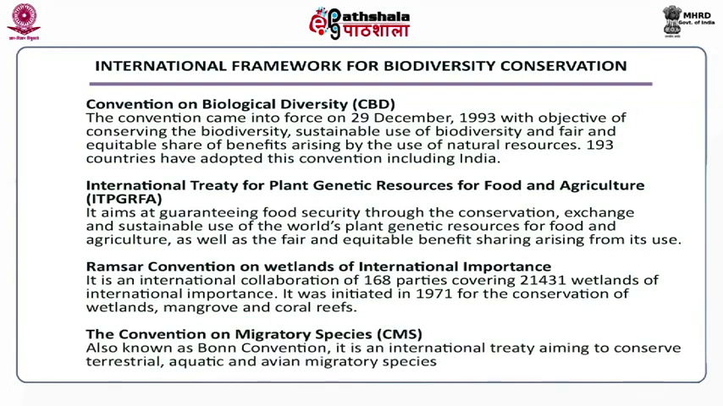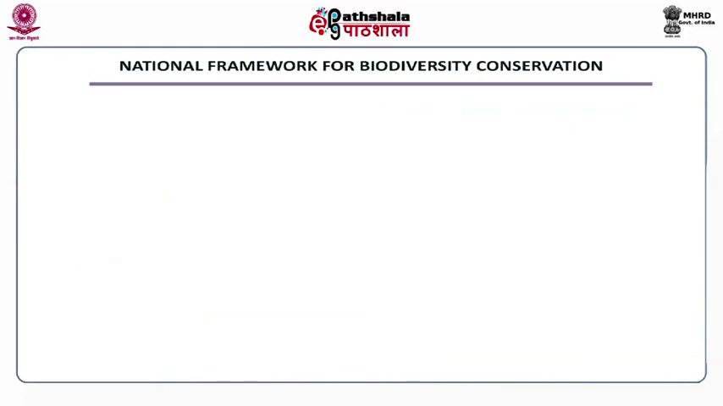Then we have another convention, the Convention on Migratory Species, also known as the Bonn Convention. It is an international treaty aiming to conserve terrestrial, aquatic and avian migratory species. So, this was a brief about the international framework on biodiversity conservation. Now, let me have a look at the national framework for biodiversity conservation.